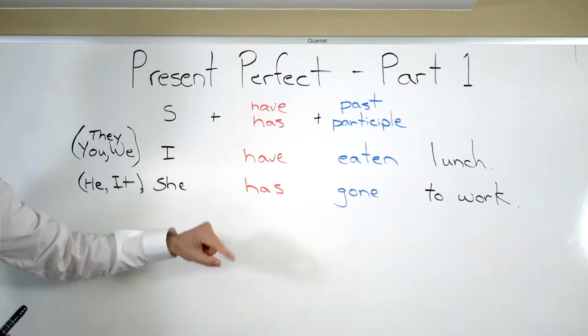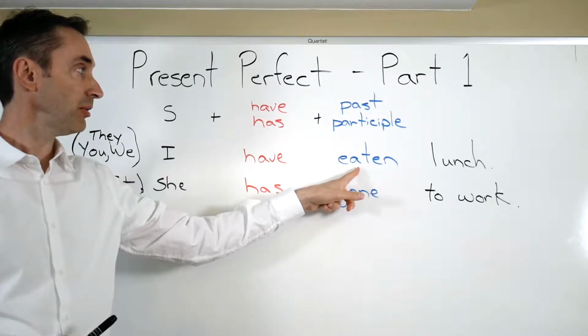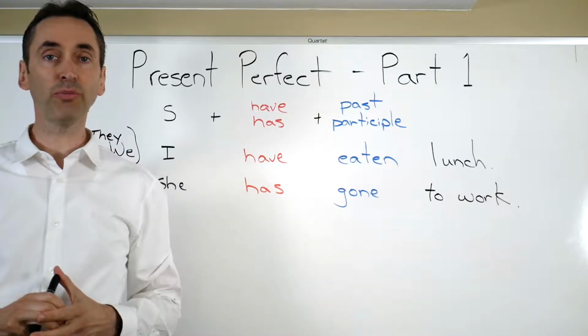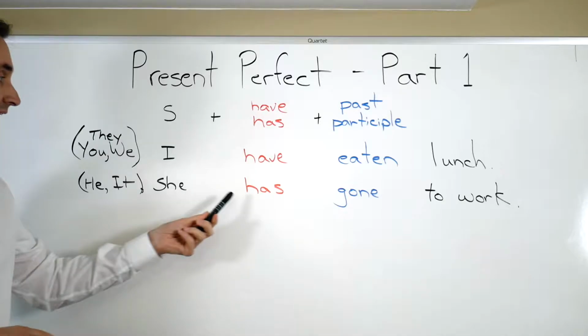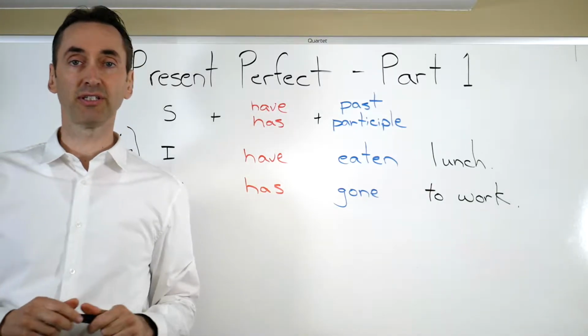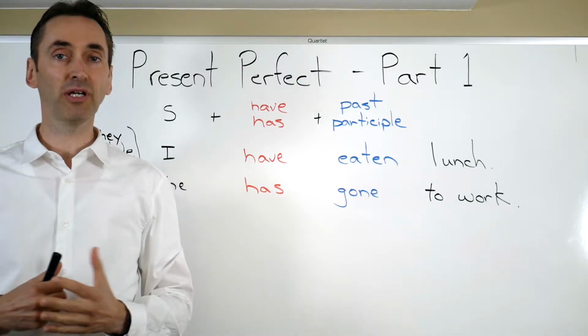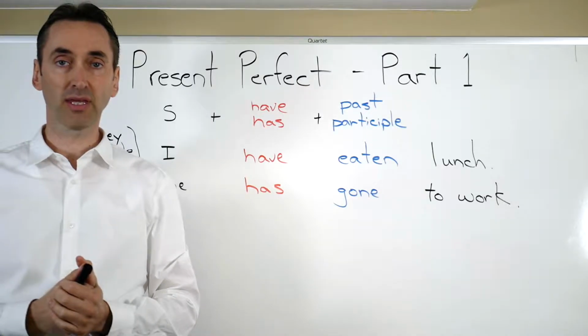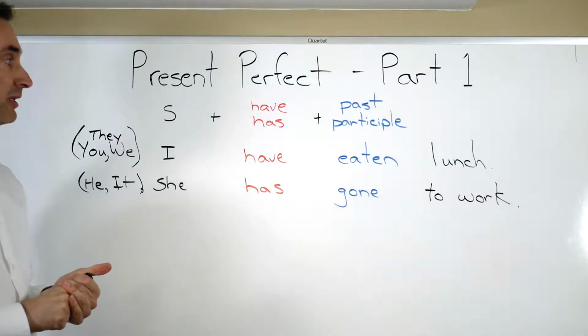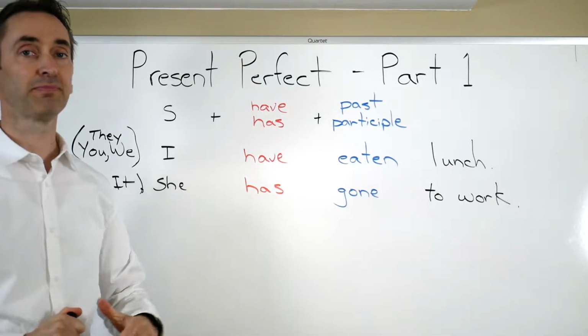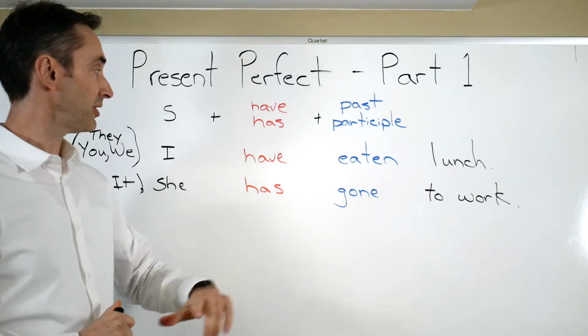So, I have eaten lunch. The past participle is the third form of the verb. She has gone to work. This is how you make a present perfect sentence. With the different forms of the verb, we need to be careful with this form. This form is a little bit difficult.